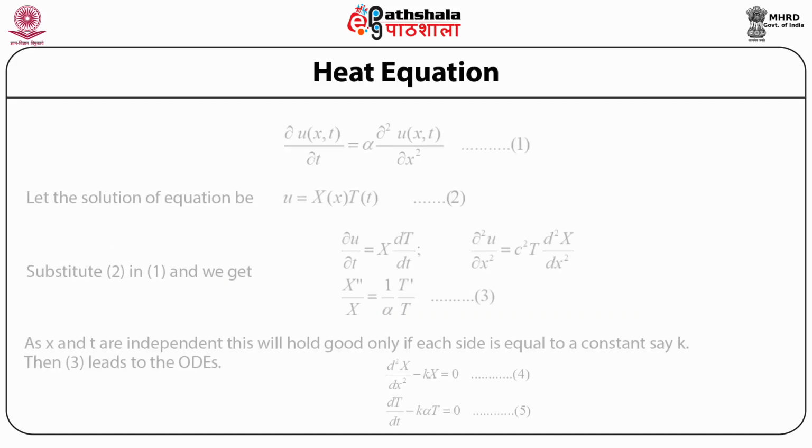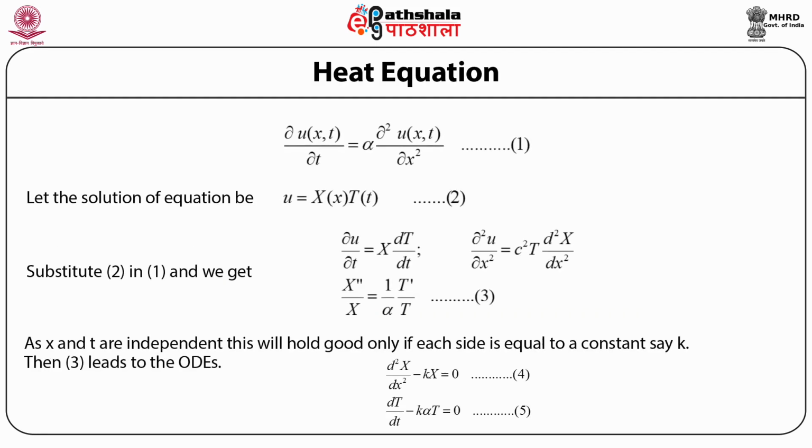We are going to write U as a function of capital X and capital T. Then we can separate as shown in equation 3, X double dash by X is equal to 1 over alpha times T dash by T. Then you can solve the two equations separately, assuming it is equivalent to a constant small k. Then it leads to ordinary differential equations. Then you can solve it, and we can see the solution in the next slide.